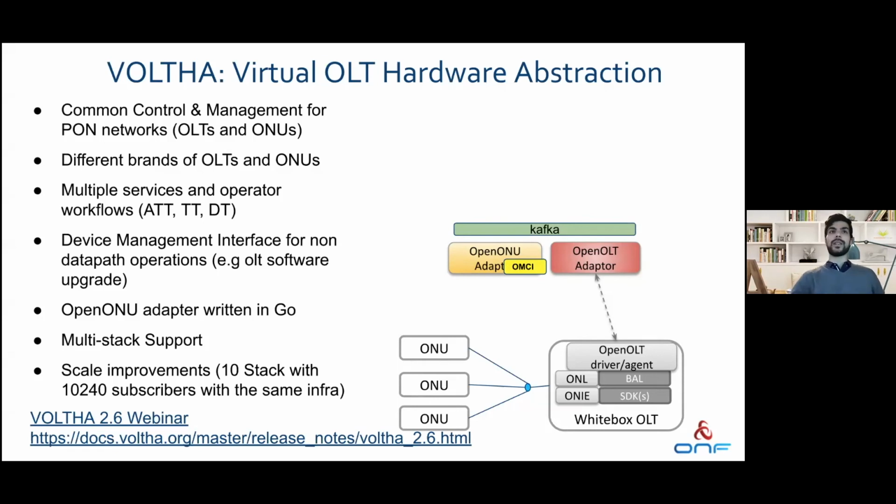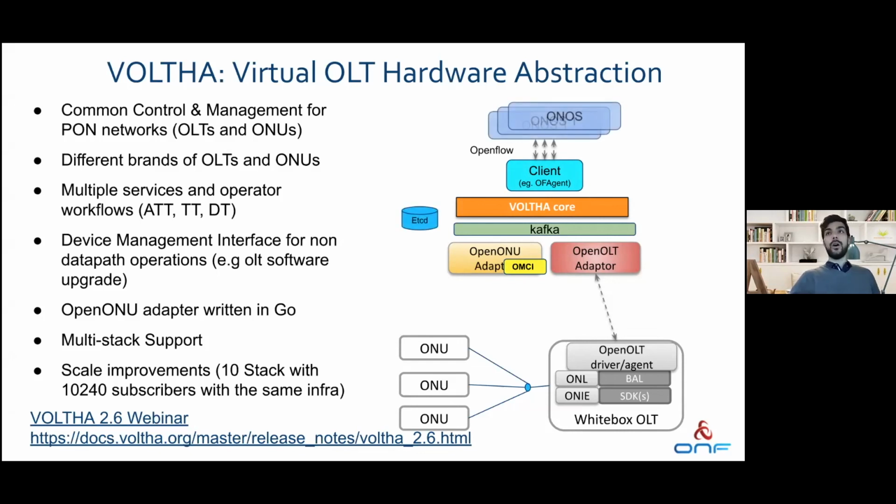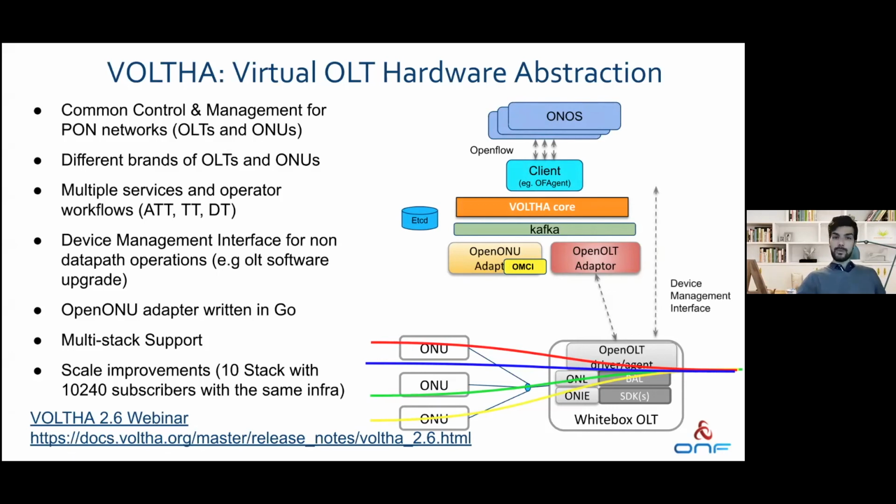That connect with the core through Kafka, and the core is then exposed either via gRPC or through the OpenFlow agent to ONOS. And all the data is then stored in etcd. We are capable of handling multiple types of services, different per operator, and also workflows. We have a device management interface to manage non-PON related, non-traffic related elements.